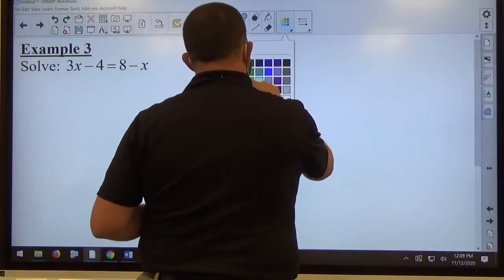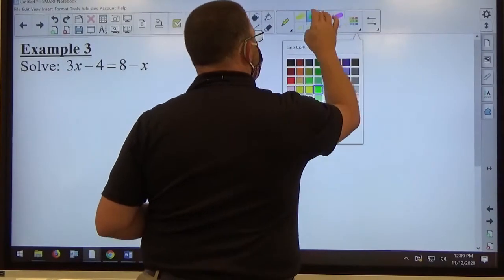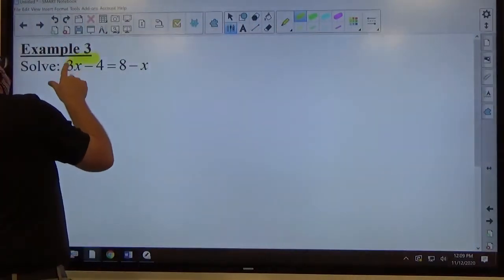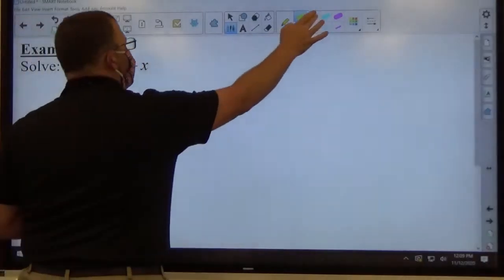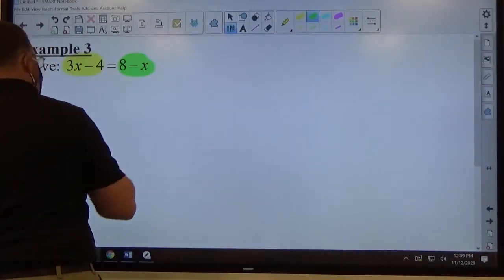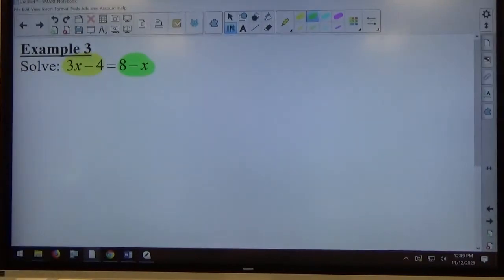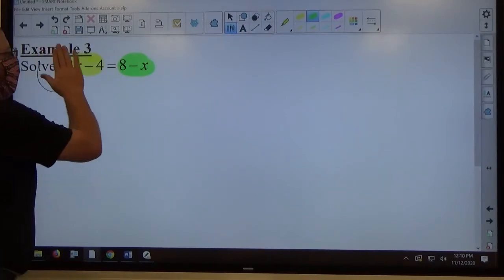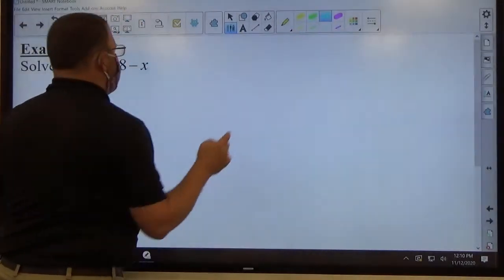If I'm comparing sides of this, the left-hand side is 3x minus 4. The right-hand side is 8 minus x. There's no parentheses. 3x and 4 aren't like terms. 8 and x are not like terms. So there's no like terms to deal with, so step 1 doesn't happen in this problem. Step 2, there's no fractions or decimals. That doesn't happen either.